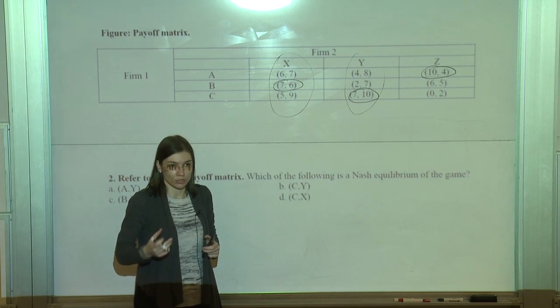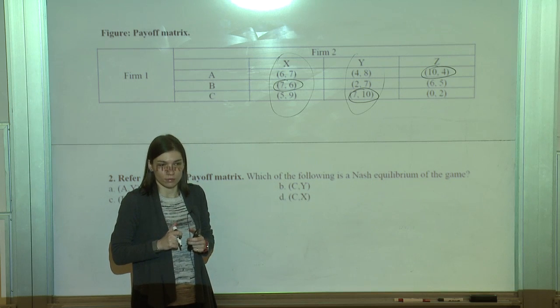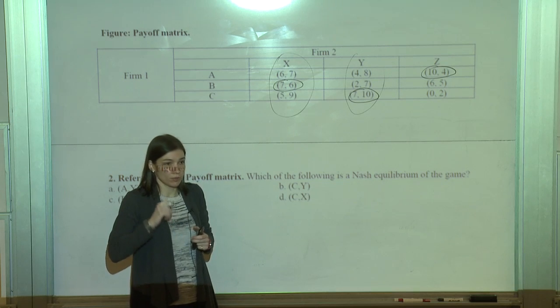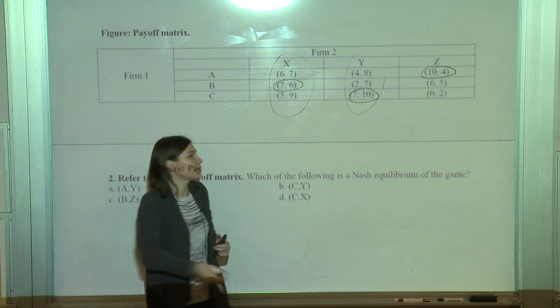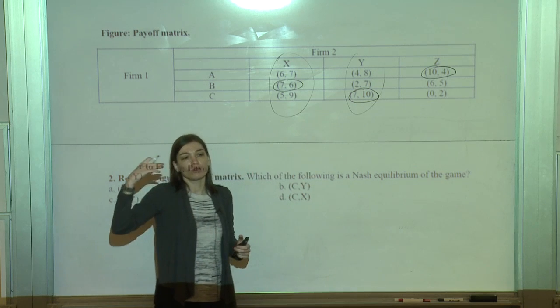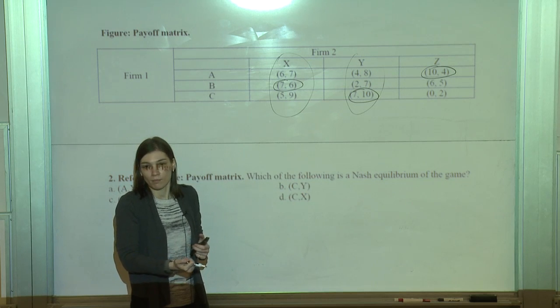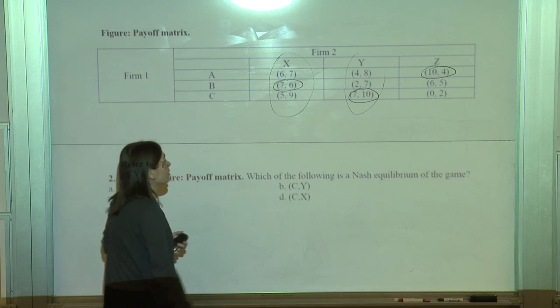Just looking at this, yes or no? No. A dominating strategy would be basically if you had only C's, or only B's, or only A's. It means that no matter what the other person does, I'm always going to choose that option. But we see that that's not the case for firm 1.